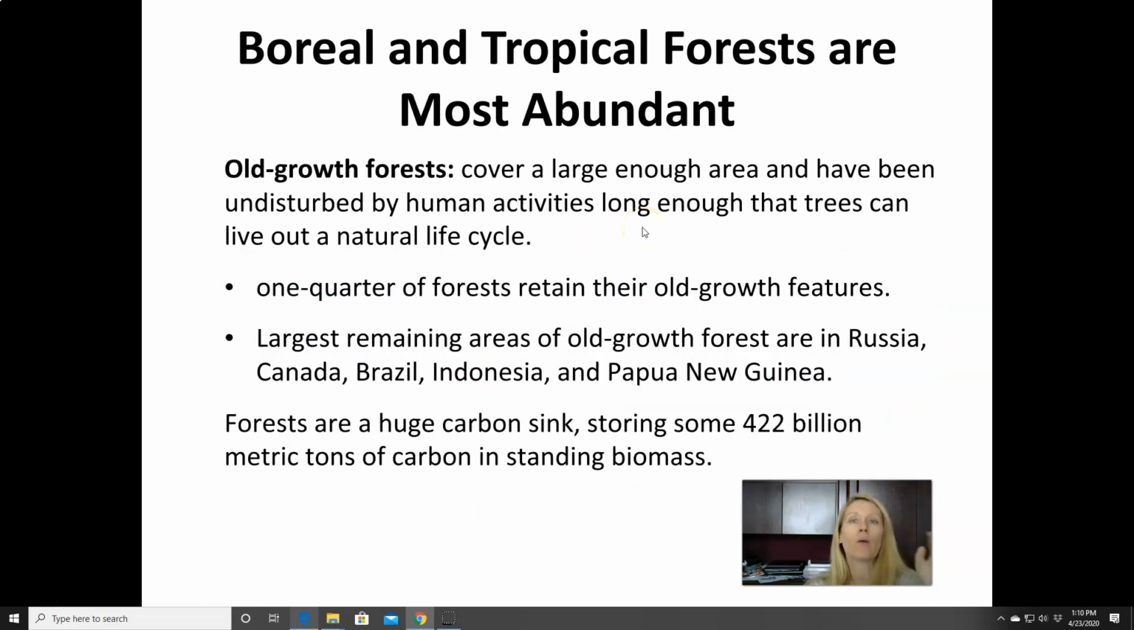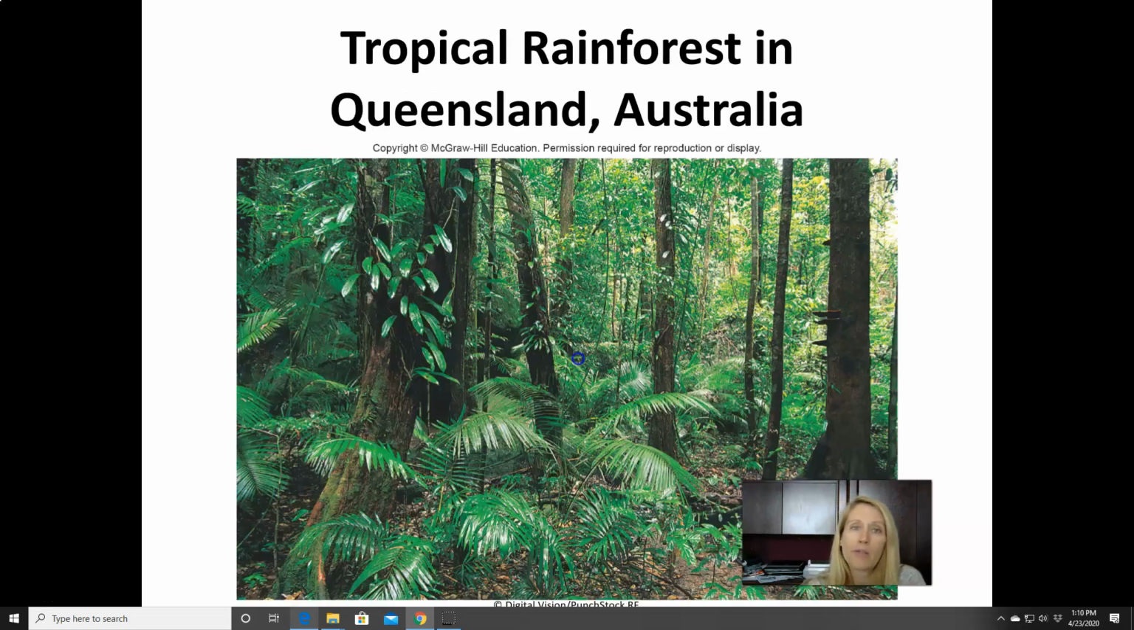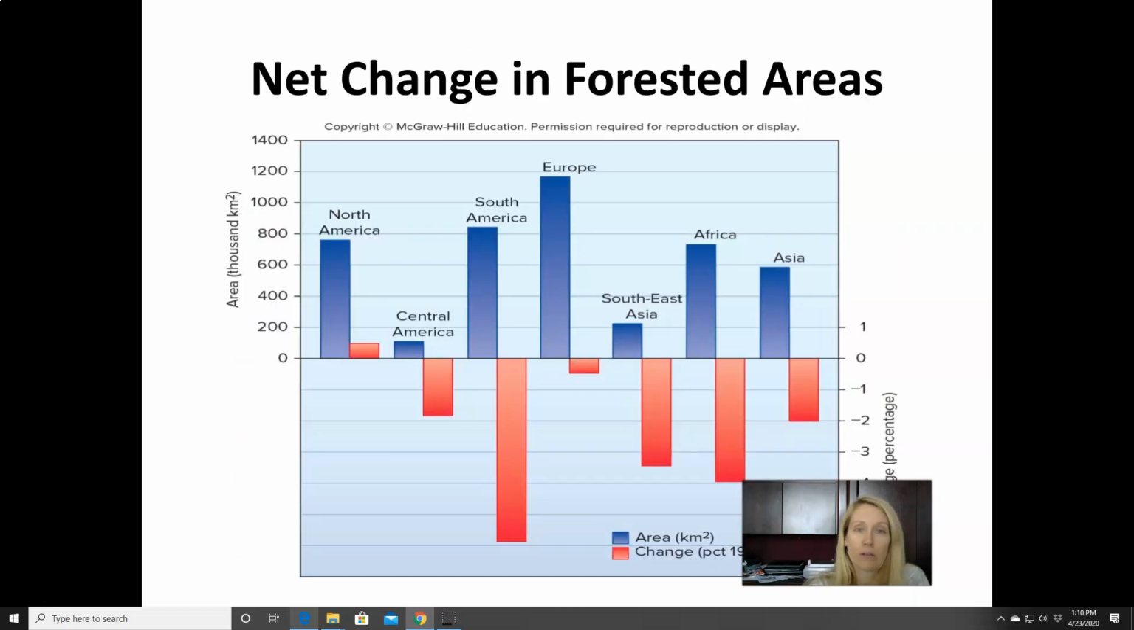So we talked about how boreal and tropical forests are the most abundant. Again, here's where they're located. They're great big carbon sinks. They suck in a lot of carbon. They're really important. Here's what a tropical forest looks like in Queensland, for example, in Australia.